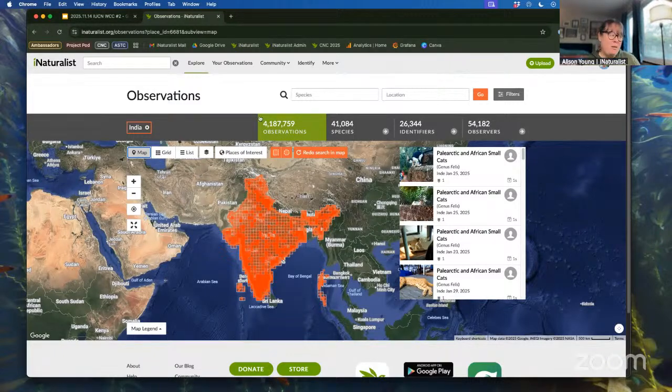And there's over 4 million observations in India of over 41,000 species. So this is how you get this information. You can just go to our Explore page and filter if you want to look at particular places or particular species. Again, like I said, you can explore all the observations on iNaturalist. So this is an easy way if you want to look at a particular country.